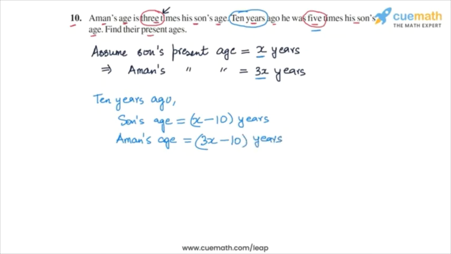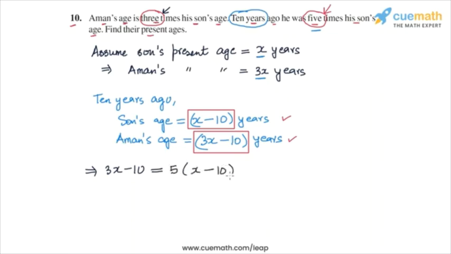So we have managed to write the son's age as well as Aman's age 10 years ago in terms of x. And we're also told that 10 years ago, Aman's age was 5 times the son's age. So Aman's age, which is 3x minus 10, was 5 times his son's age, which is x minus 10. And using this piece of information, we can now write an equation in x. So Aman's age 10 years ago, 3x minus 10, was 5 times his son's age, which was x minus 10. So this is how we can form an equation. And now this is easy to solve.